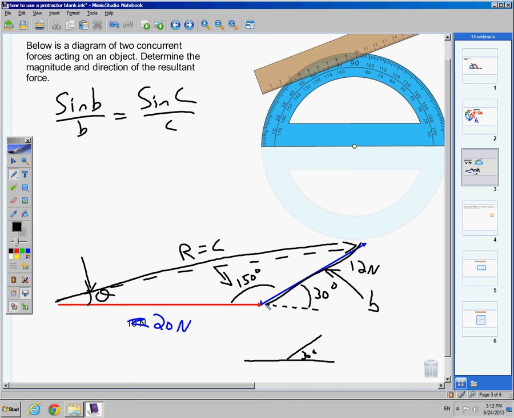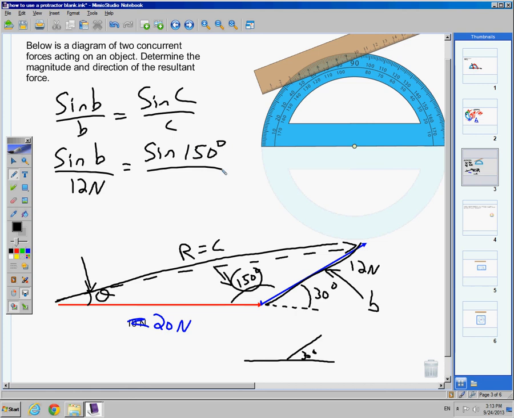And so let's start plugging in here. Sine B means the angle opposite of segment B, which is unknown. This is what we're looking for. Line B is 12 newtons. Next, I have sine C, which is the opposite angle of the resultant right here, again 150 degrees.